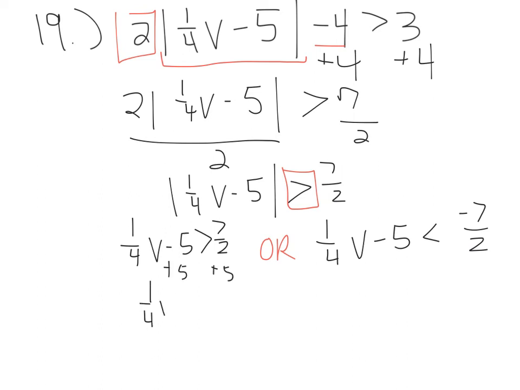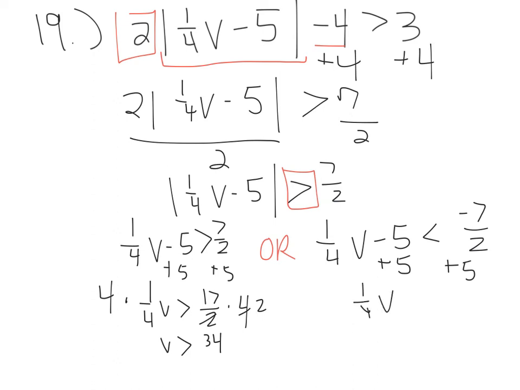I get 1/4 v is greater than 17/2 because 5 is the same as 10/2, to which I'm going to multiply both sides by 4 to get v by itself, and I get v is greater than 34. I'll then add 5 to both sides to get 1/4 v is less than 3 halves, because 5 is the same as 10 halves, and then I'll multiply both sides by 4 again to get v is less than 6.